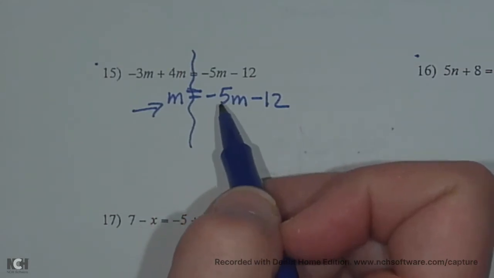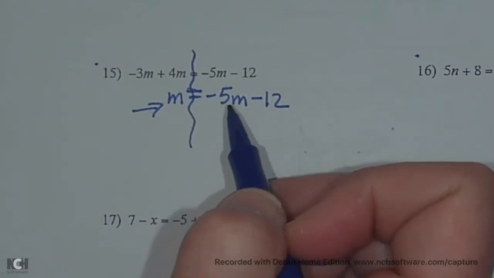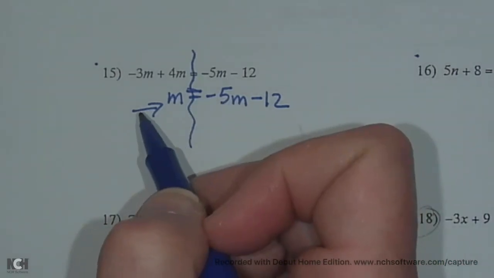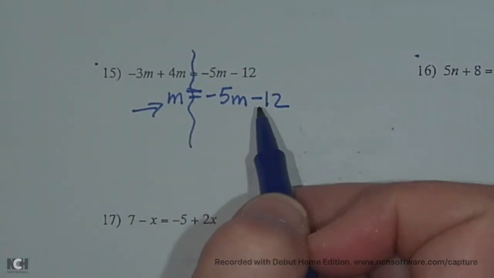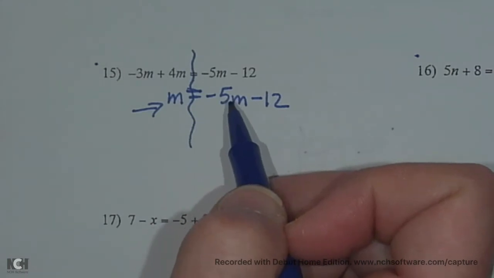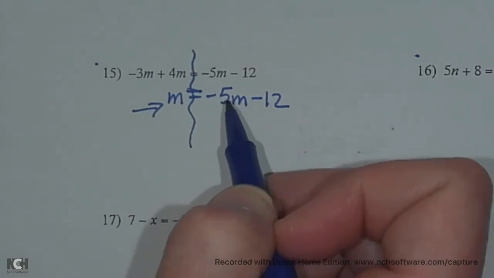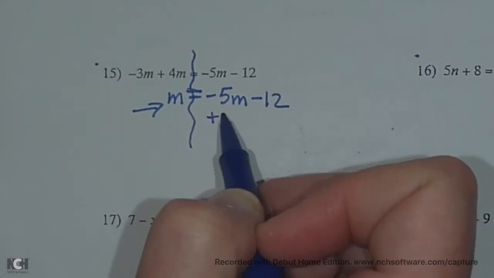And when I say get rid of it, all I mean is get rid of it on this side, which is going to make it go to this side. Here, I'll show you what I mean. So right now we have a negative 5m. We're going to get rid of that whole term, the whole negative 5m, and we're going to get rid of it by going positive 5m. In other words, plus 5m.